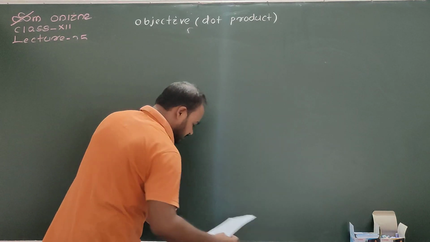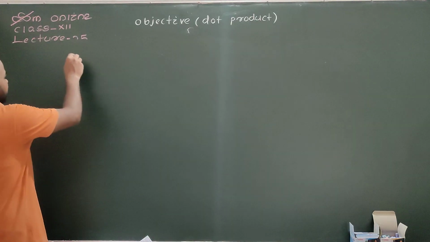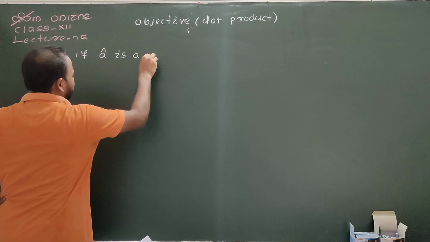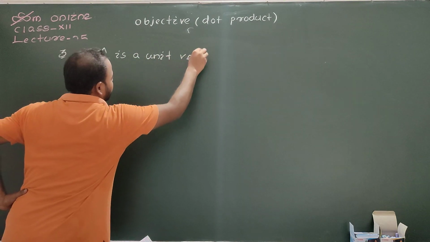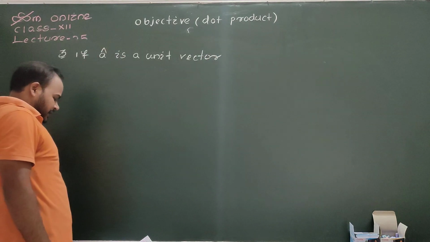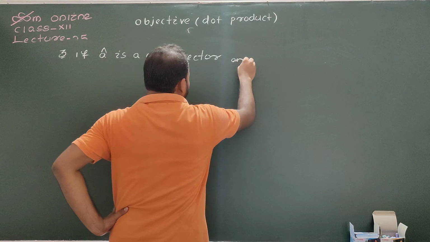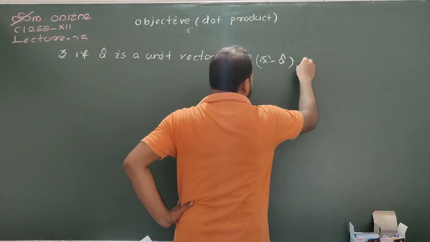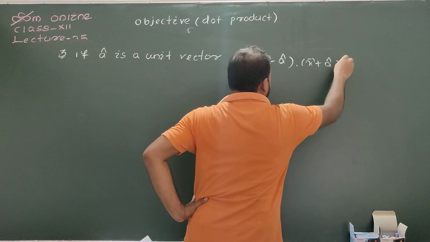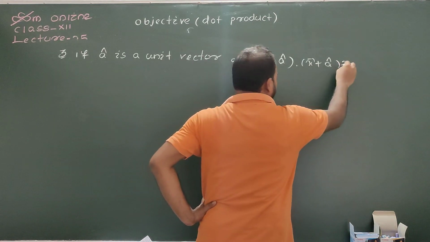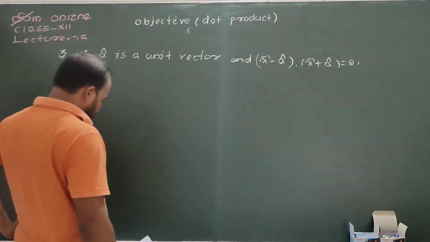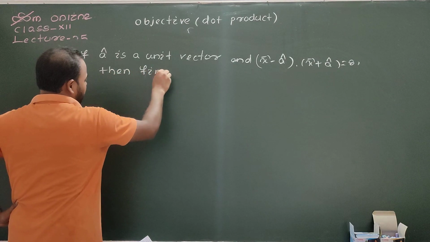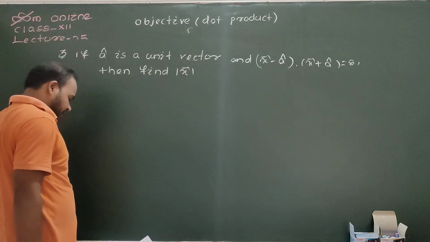Question number 3 is: if a cap is a unit vector and (vector x minus a cap) dot (vector x plus a cap) equals 8, then find the magnitude of vector x.